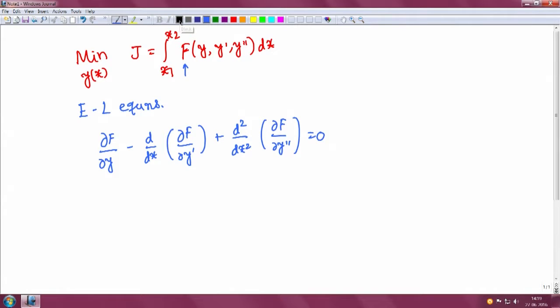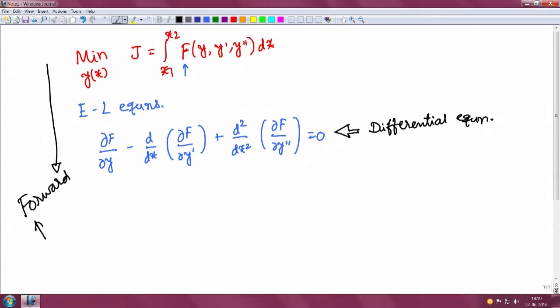Now, as we have discussed in this course, this is a differential equation. Doing it this way to get the differential equation, we can call a forward process of obtaining a differential equation from the minimization problem. What we will discuss now is the backward process. Can we go here? This is the reverse process, or what we can call inverse calculus of variations.